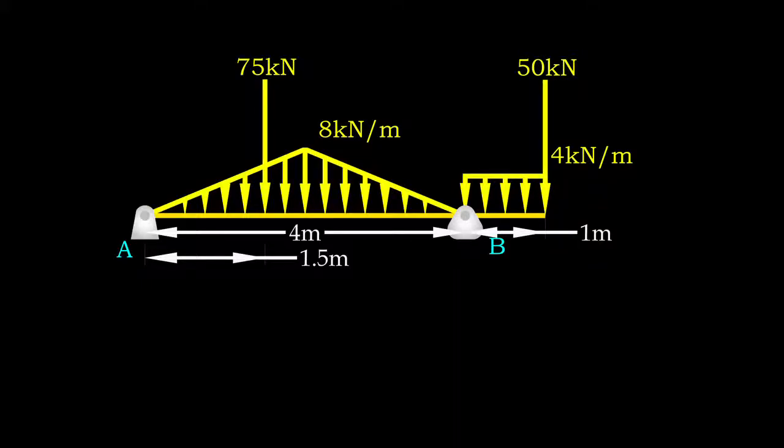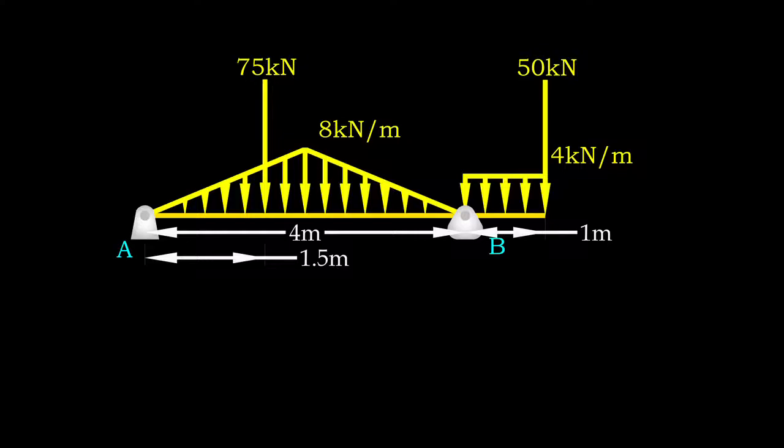In this video, we will develop shear force and bending moment diagrams for a beam. Consider a 4 meter simply supported beam with 1 meter overhanging span over joint B. 4 kN per meter of uniformly distributed load is applied on the overhanging span. 50 kN of concentrated load is exerted at the tip.